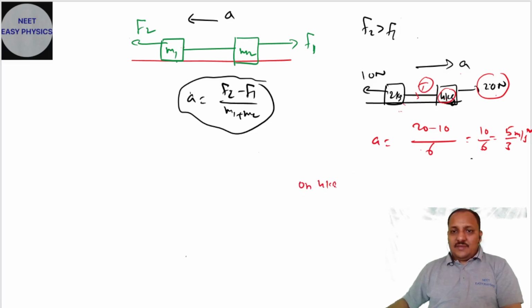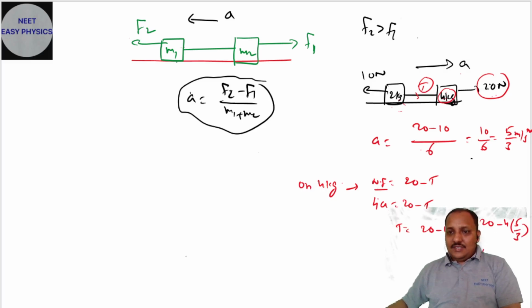Therefore, on 4 kg, I am calculating the tension between 2 kg and 4 kg. On 4 kg, force is acting to the right side, and the object is also moving right. Therefore, net force is 20 minus T. Net force equation: MA, so 4A is equal to 20 minus T. Then T is 20 minus 4A. So 20 minus 4 into what is A? 5 by 3. So 60 minus 20 by 3. Answer is 40 by 3 newtons.